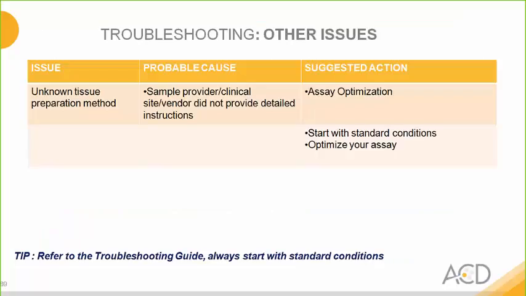Some other issues that might occur is that you could be procuring your samples from either a clinical site or a vendor who doesn't provide you detailed instructions on how the tissue is prepared. And so you would need to do some assay optimization and always start with the standard conditions. Again, from one of the previous slides, starting with standard conditions will then tell you on which way you can optimize.